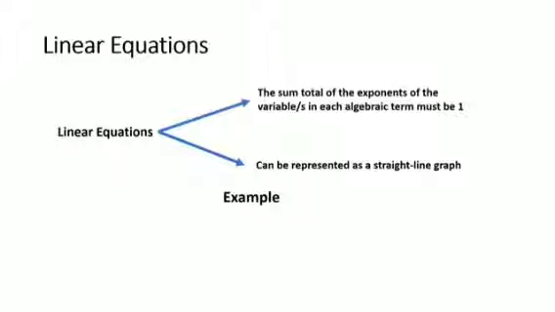Here's another example. Suppose I had 3x plus 2y equals 5. Here the algebraic terms would be 3x and 2y, but the variable x is written to the power of 1 and the variable y is also written to the power of 1. This means that the equation 3x plus 2y equals 5 is also an example of a linear equation.